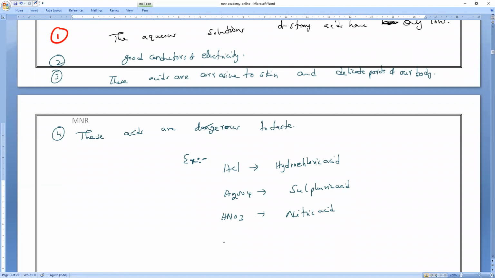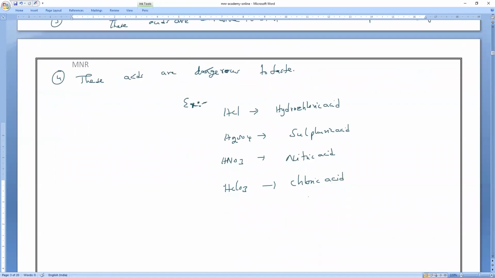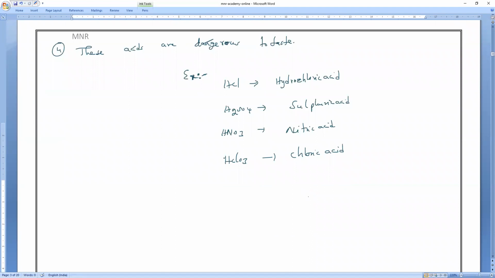And if you take HClO3, chloric acid. So these are the examples of strong acids. Basically, we will only deal with these two acids in the entire class 10th. Most probably nitric acid and chloric acid will never come anywhere in our equations. Only two we have. That's all it is. Clear, everybody? Anyone having any doubt? You can ask me.